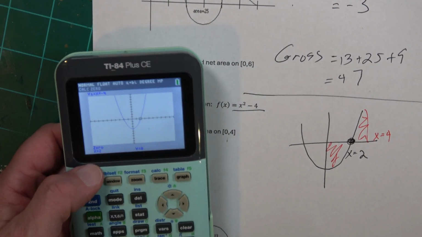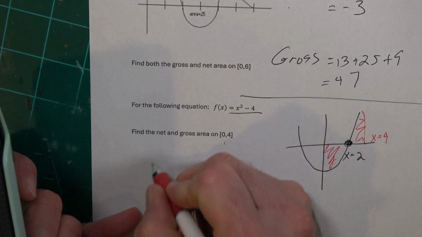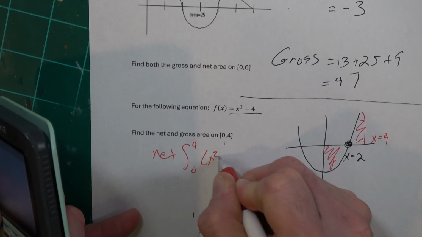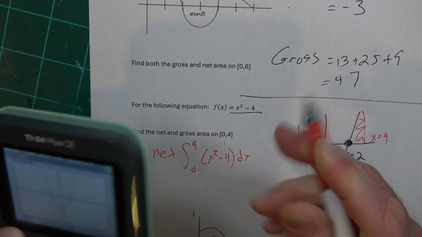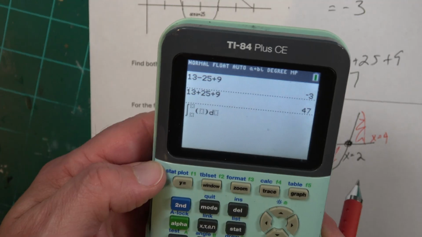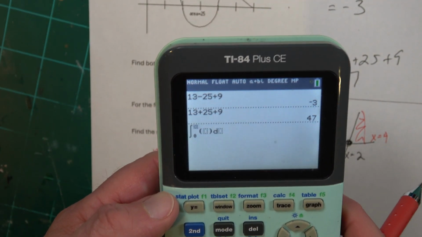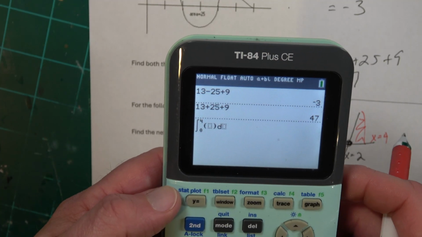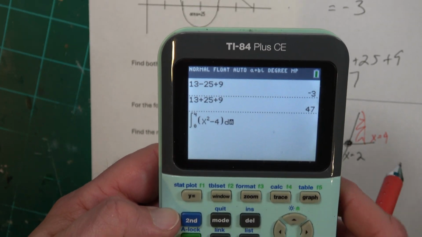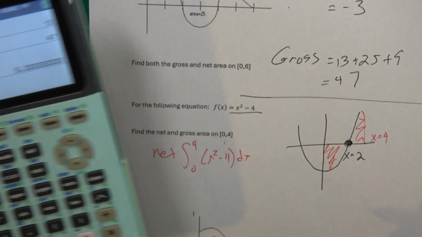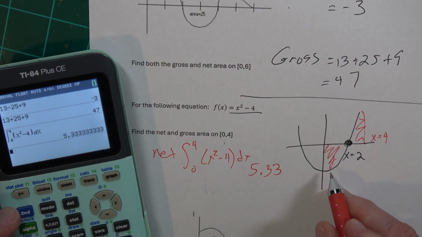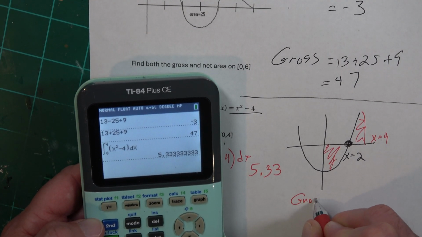Okay? Now, the net area is real simple. Net, it's just math 9 from 0 to 4 of x squared minus 4 dx. Real simple. I'm going to get off the graph now. I'm just going to do math 9. Okay. And we're going 0, 4. And I'm going to go ahead and put my x squared minus 4 in here and put a dx over here. And it gives me 5.33. So the net area is real simple. It's 5.33.